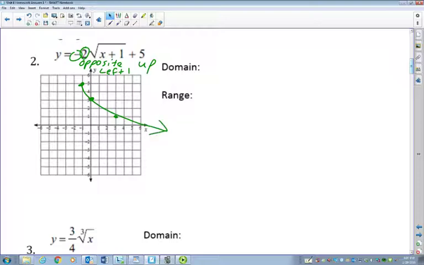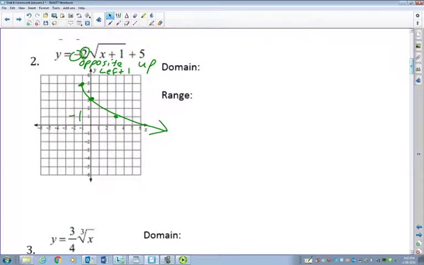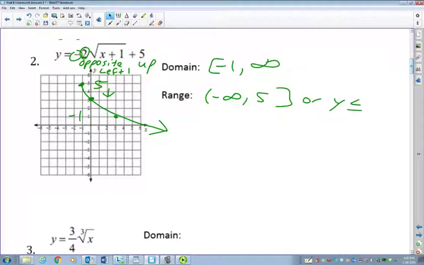The domain will be starting at our x value, which is negative 1, right here, and then going to infinity to the right there. So we're going to do negative 1, including the negative 1, to infinity. And then the range will be starting at 5 and then going downward. So negative infinity and then all the way up to 5. Or you could put y is less than or equal to 5. Cool. So see, these aren't too bad.